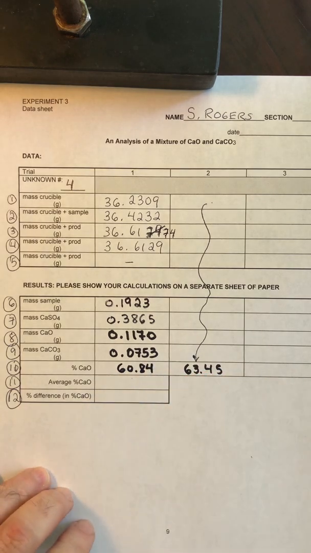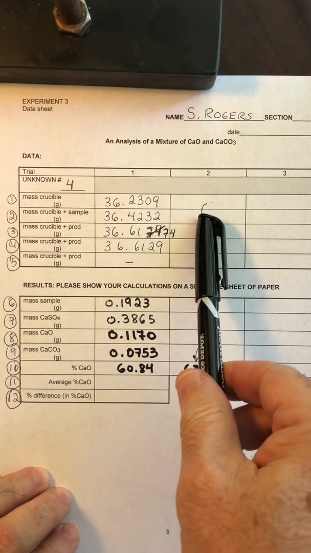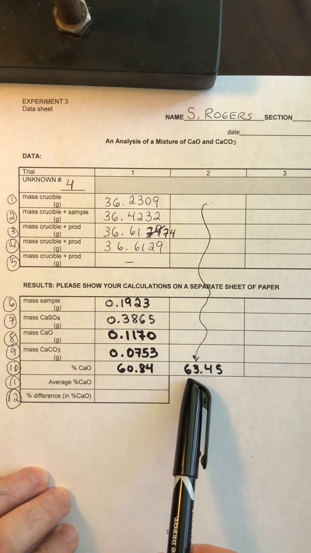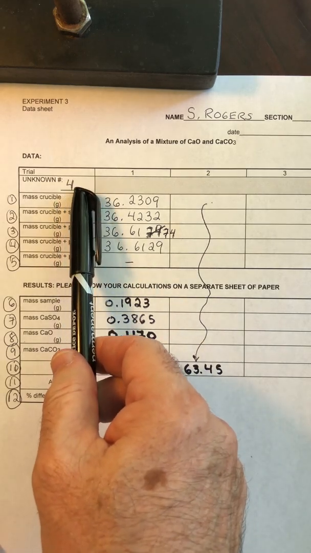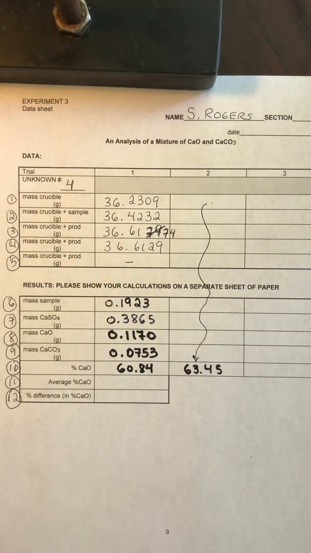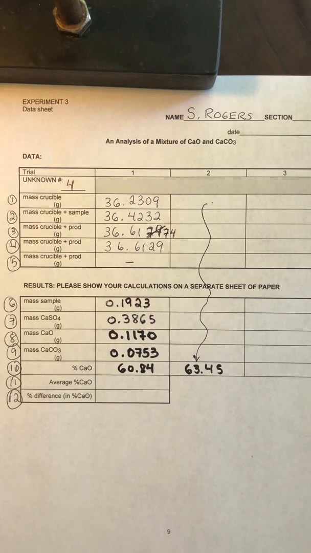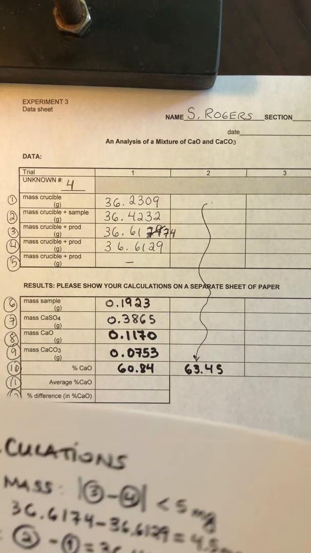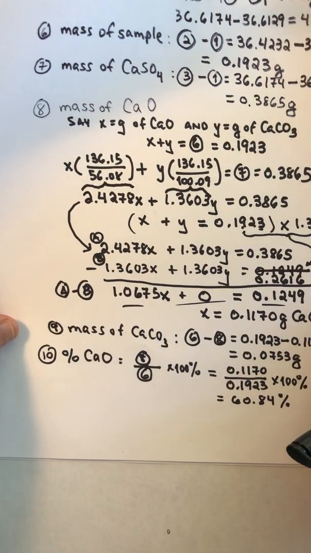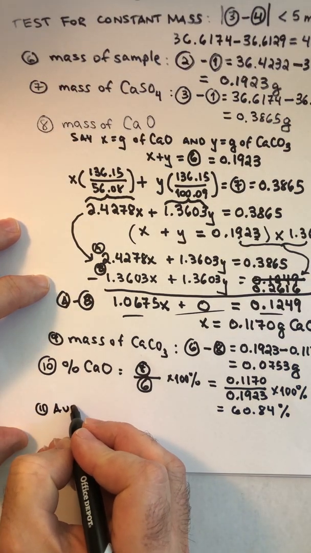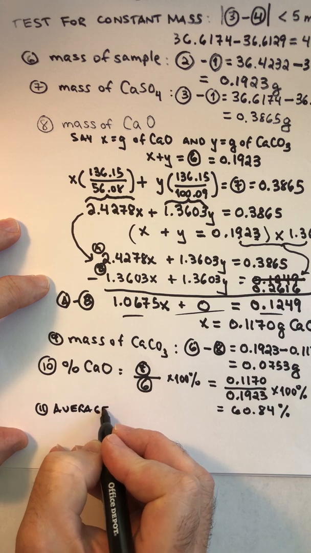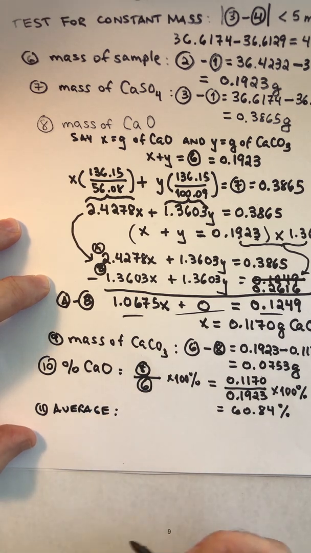60.84. Notice that in the second trial, although I don't have the data here, Steve had obtained a percentage of 63.45. This is the same initial mixture, unknown number 4. So let's find out what is the average. I think you should all be able to calculate that, right? So let's do item number 11, the average. So that's the sum of the items divided by the number of items.